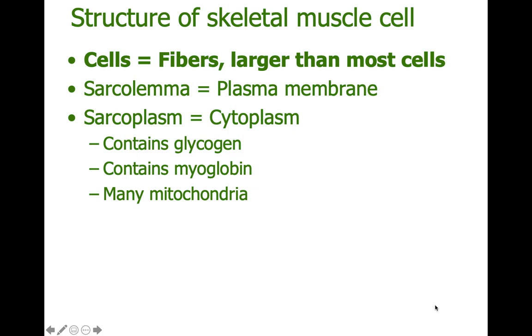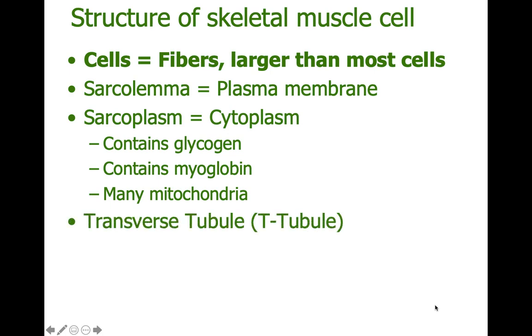Well, glycogen is going to give us the glucose. Myoglobin is going to store the oxygen on site for us, and the mitochondria will take those raw materials, break them down, and supply the muscle fiber with lots and lots of ATP.